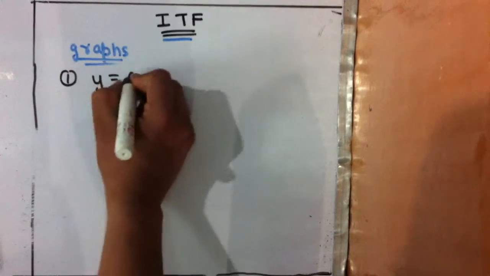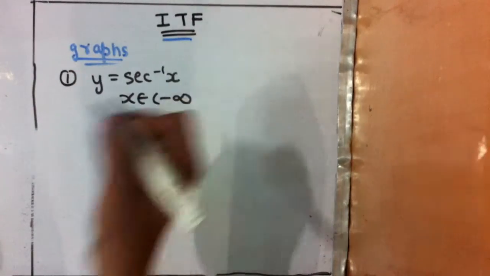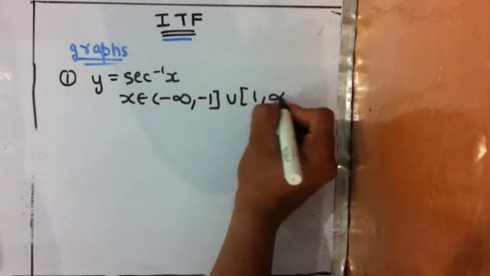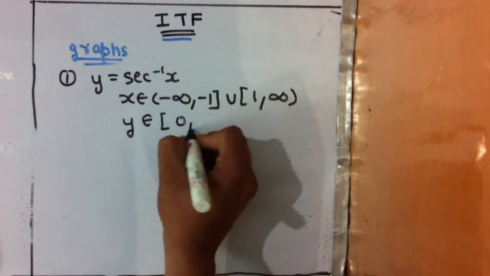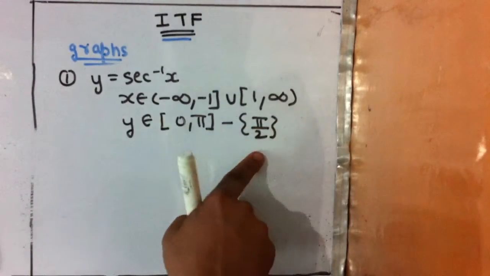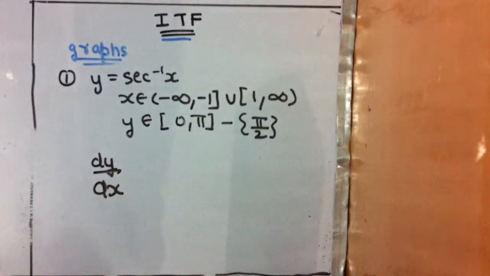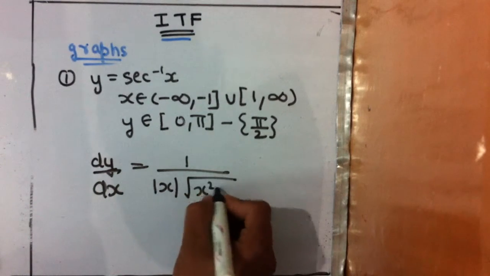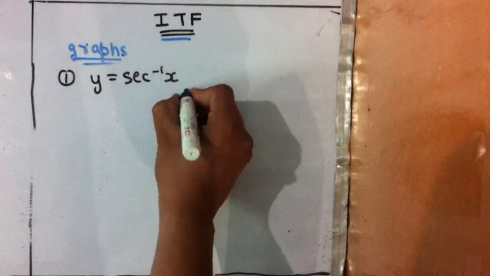The next function is y equals sec inverse x. Now here x belongs to the interval minus infinity to minus 1 closed, union 1 to infinity. For y, it varies over the closed interval 0 to pi excluding pi by 2, as this function is not defined at pi by 2. The differentiation of the given function with respect to x is 1 upon mod x root over x square minus 1.